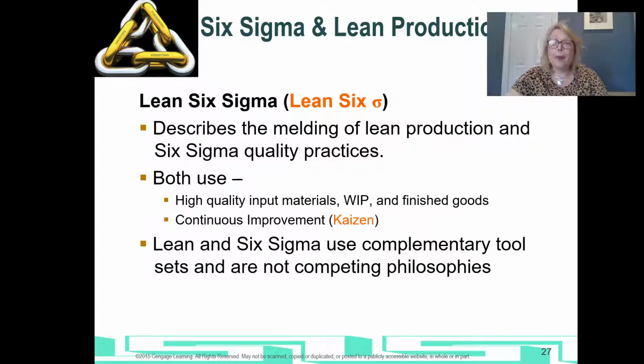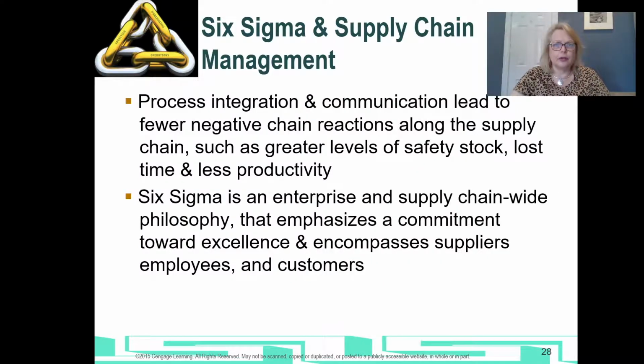So some people combine 6 Sigma and lean, and they call it Lean 6 Sigma. Lean 6 Sigma is putting the two things together and saying, I want high quality input materials. I want good raw material. I want work in process and finished goods. All of that should be wrapped with continuous improvement, or what we call Kaizen. And you need to know Lean and 6 Sigma are not competing. So that's very important. Some people think that if you embrace 6 Sigma, you don't embrace Lean. And if you embrace Lean, you don't embrace 6 Sigma, and that is not true.